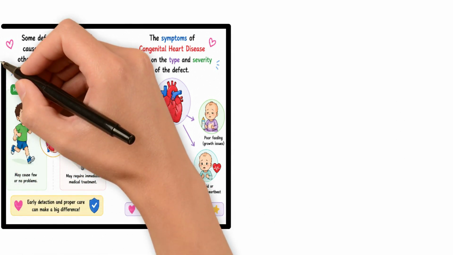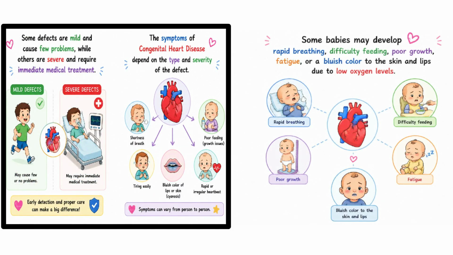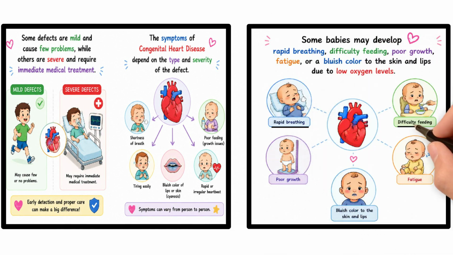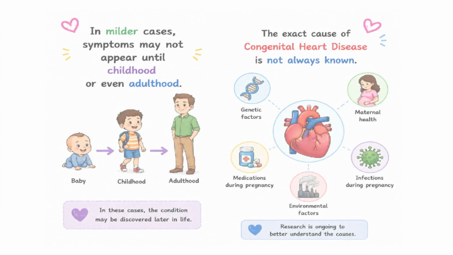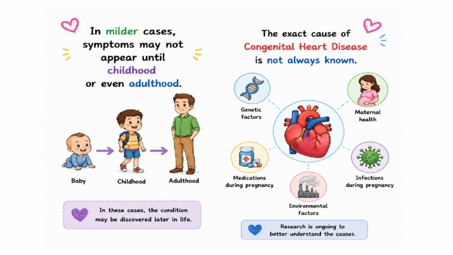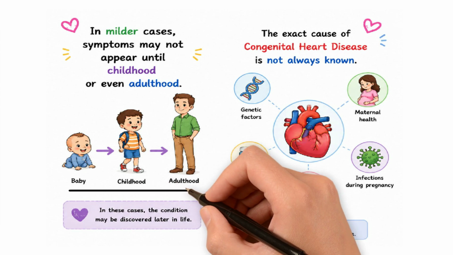The symptoms of congenital heart disease depend on the type and severity of the defect. Some babies may develop rapid breathing, difficulty feeding, poor growth, fatigue, or a bluish color to the skin and lips due to low oxygen levels. In milder cases, symptoms may not appear until childhood or even adulthood.